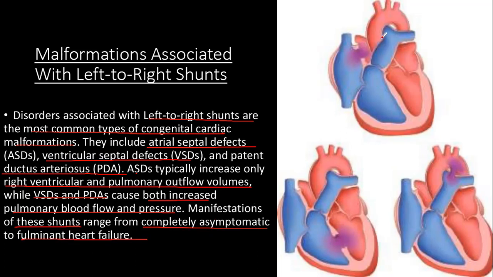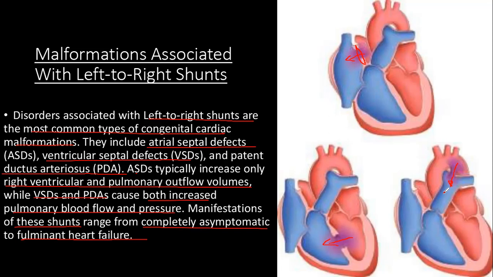So in this image we have an ASD. You can see the septum between the right atrium and the left atrium is incomplete. So there is an ASD here, and here you can see a VSD where blood can move from the left ventricle to the right ventricle. And here you can see the patent ductus arteriosus, where the blood will be moving from the aorta towards the pulmonary trunk. So you can see in all these cases, the blood is moving from the oxygenated bloodstream to the deoxygenated bloodstream.